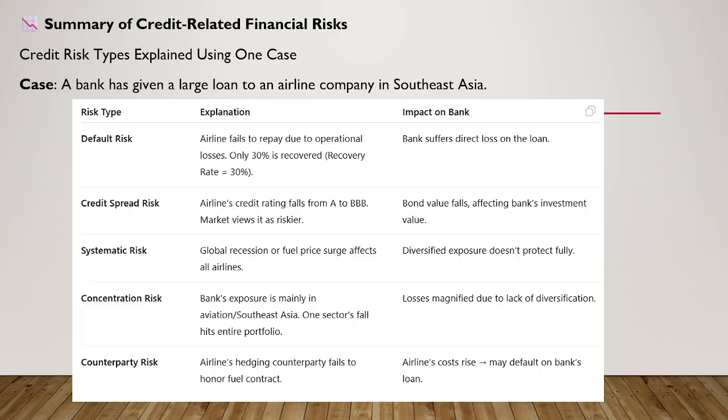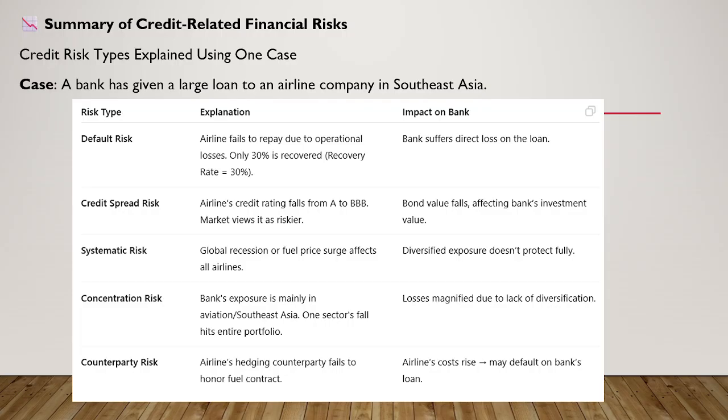A bank has given a large loan to an airline company operating mainly in Southeast Asia. Here's how the different risks come into play. Default risk: if the airline fails to repay the loan, say due to operational losses, the bank may lose money. If it recovers only 30% of the loan, that's the recovery rate in action.